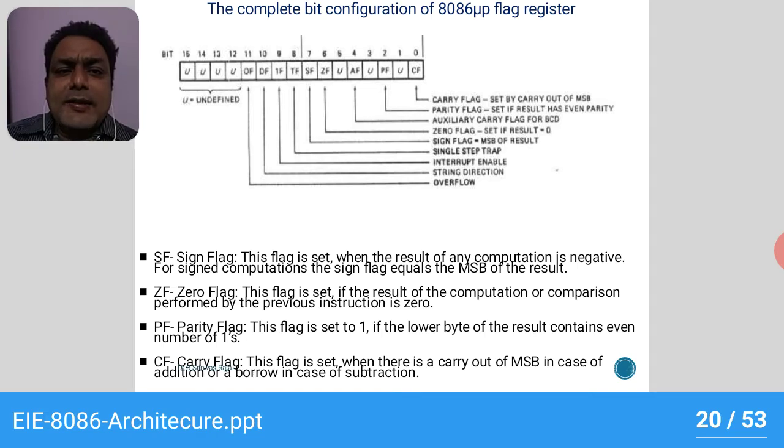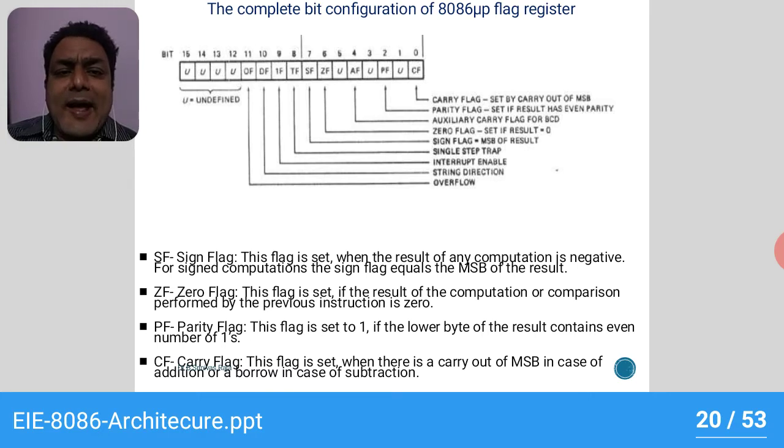The parity flag is set to 1 if the lower byte of the result contains an even number of ones. So it is called a parity check. This flag is set to 1 if the lower byte of the result contains an even number of ones.